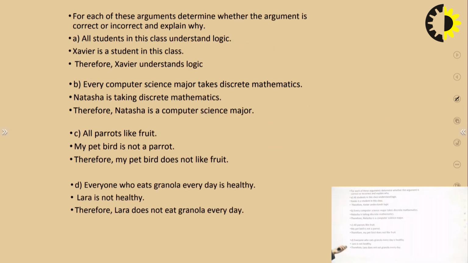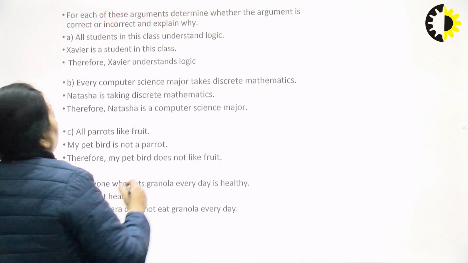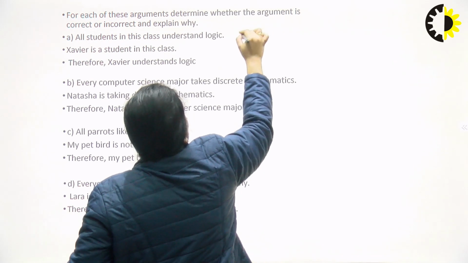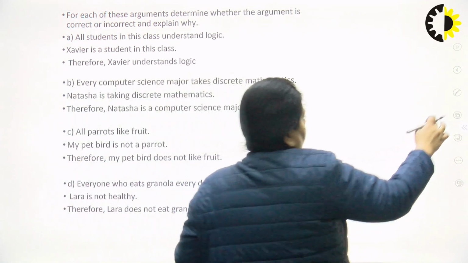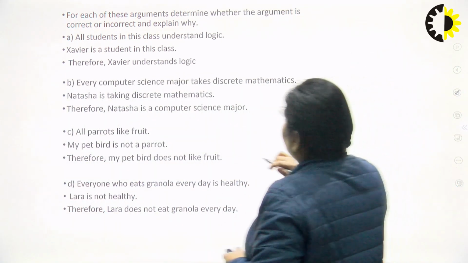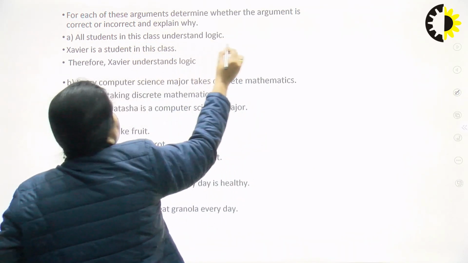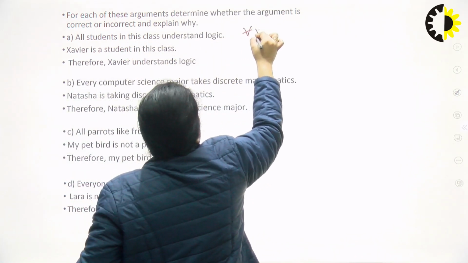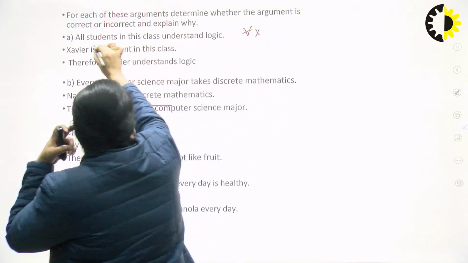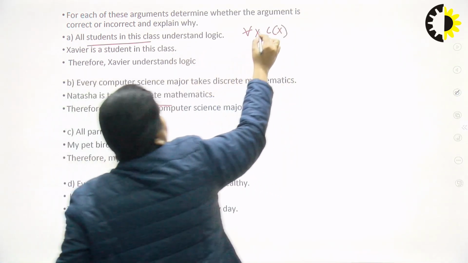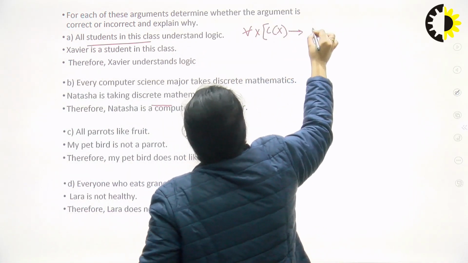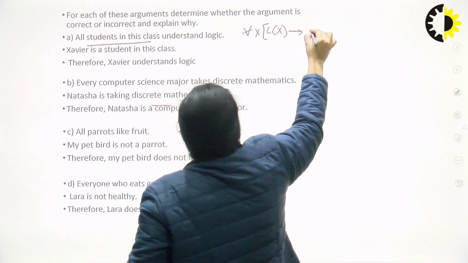So, next one, these are for practice. Let us practice these. All the students in the class understand logic. So, for all X in the class, C(X) understands logic. For understanding logic, I am taking U.